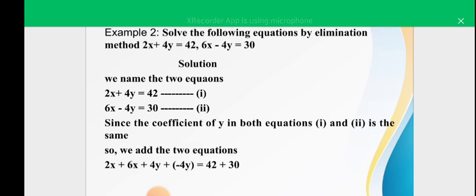If you are to add two equations, you look at equation number 1. The first term is 2x. So you add it with the first term of equation number 2, which is 6x. So 2x plus 6x plus the second term of equation 2, which is minus 4y, plus 4y plus minus 4y in a bracket. Since we cannot write plus minus, we have to put the minus sign in a bracket. Is equal to 42 plus 30.